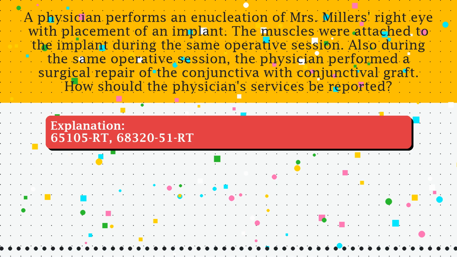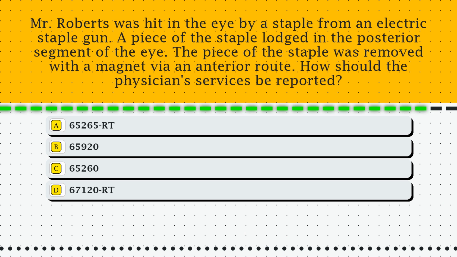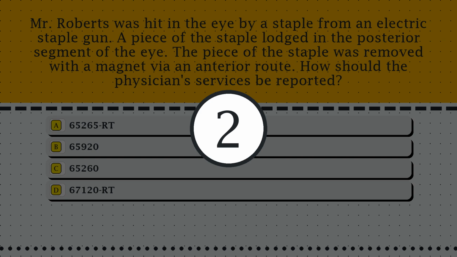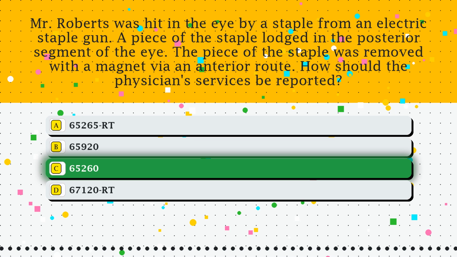Question 92. Mr. Roberts was hit in the eye by a staple from an electric staple gun. A piece of the staple lodged in the posterior segment of the eye. The piece of the staple was removed with a magnet via an anterior route. How should the physician's services be reported? Option A, 65265 RT. Option B is 65,920. Option C, 65,260. Option D, 67120 RT. The correct answer is option C, 65,260.